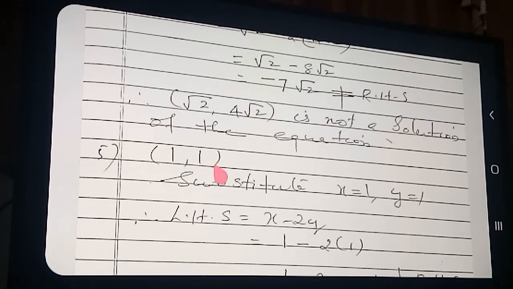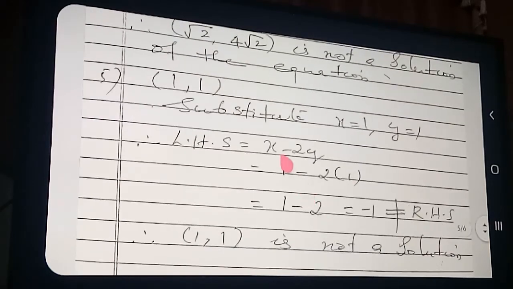Ordered pair 1, 1. That you also verify in the same way. You do it yourself. What's the value of x? 1. And what's the value of y? 1. Apply in the equation. Applying in the equation, what did you get? 1 minus 2. What did you get? Minus 1. It is also not equal to the RHS part. Therefore, what we write: 1, 1 is also not a solution.